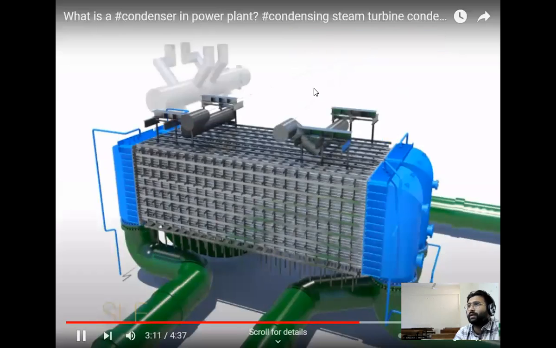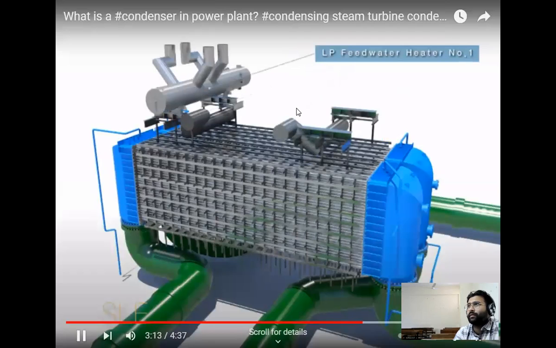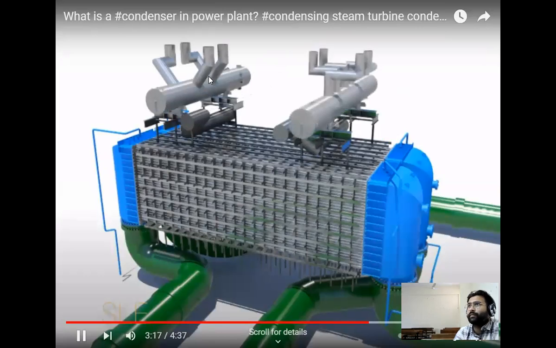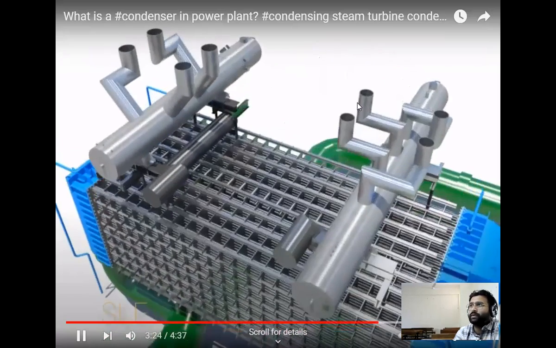So this is a low pressure turbine bypass. This is a feed water heater. This comes in when there is regeneration. We preheat the feed water.